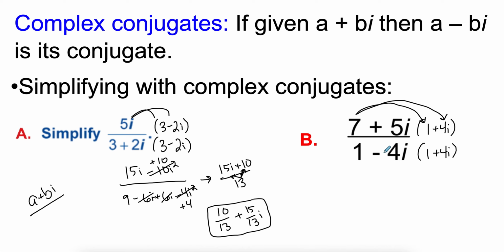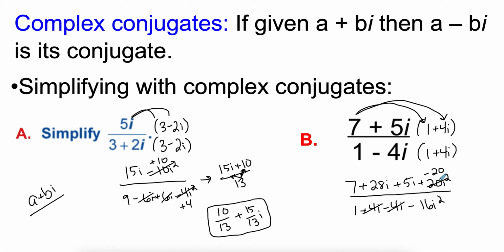So the top will have 7 plus 28i plus 5i plus 20i squared. In the bottom, we'll have 1 plus 4i minus 4i minus 16i squared. And then just like the last one, we look to simplify. So the 4i and negative 4i are going to cancel. And then we'll have a negative 20 from that and a positive 16 from that. And let's simplify and rewrite this out a little bit.